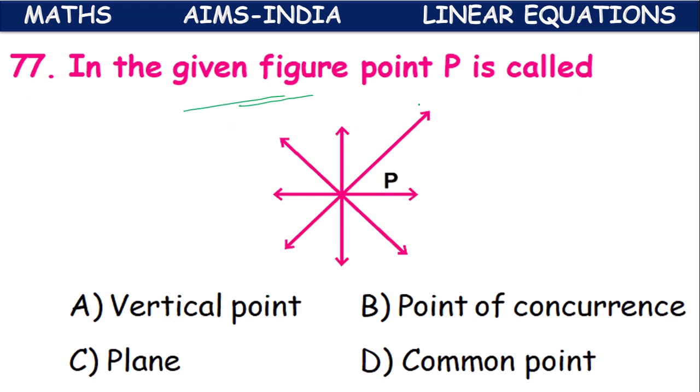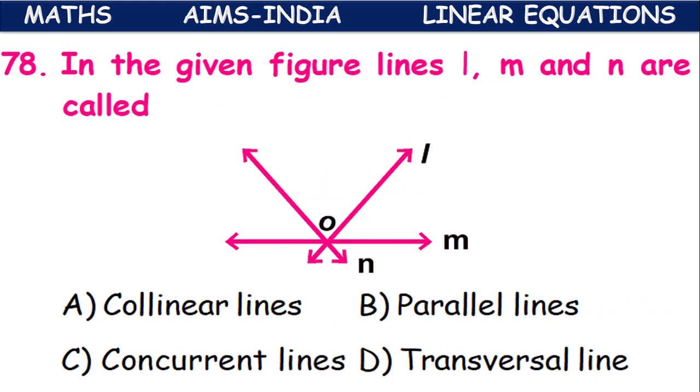In the given figure, point P is called. Yesterday we got this question. All lines are passing through same point. They are called concurrent lines, and the point is called point of concurrence. In the given figure, lines L, M, N are called. All are passing through same point O, so they are called concurrent lines.